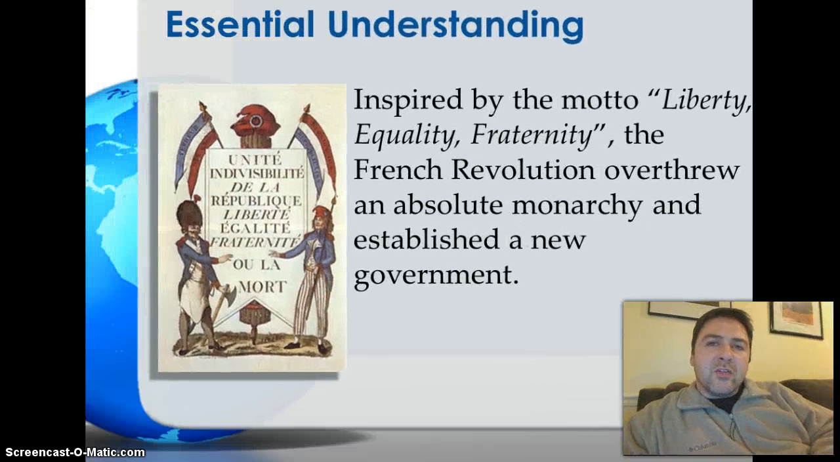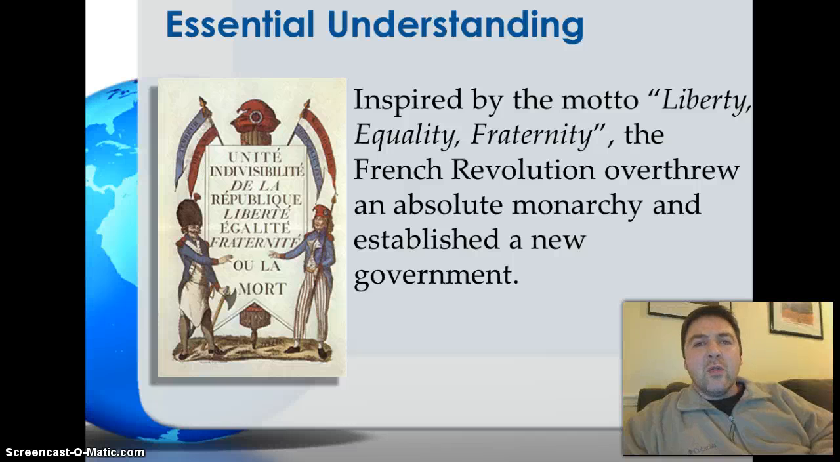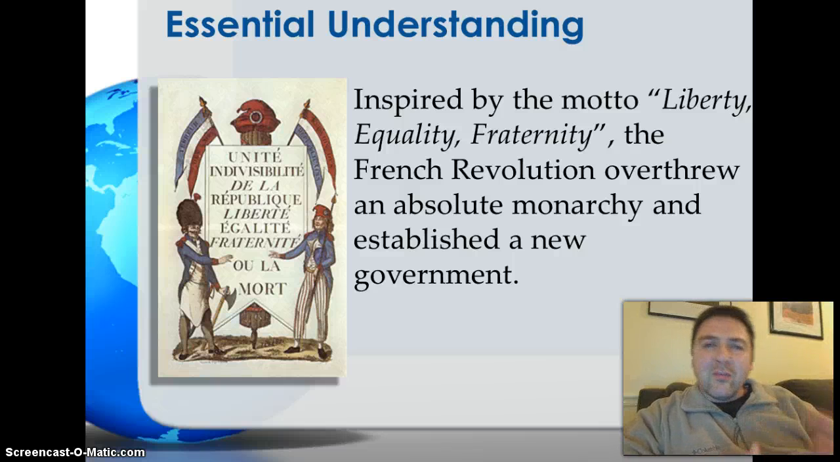The essential understanding for this standard, we want to know the motto of the French Revolution, which was liberty, equality, and fraternity. Liberty is a synonym for freedom, equality referring to treating people the same, for example, applying the law the same or equally to all people. Fraternity is another word for brotherhood or togetherness, and these were very Enlightenment ideas. These weren't the ideas of an absolute ruler.